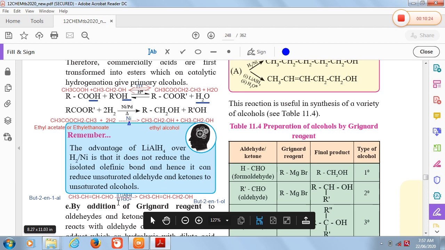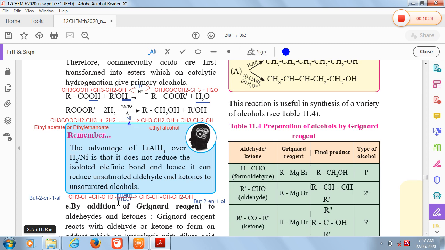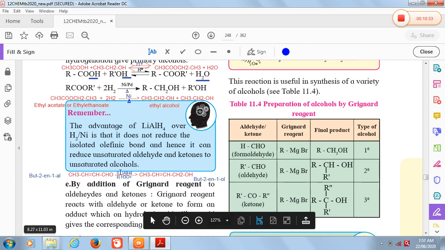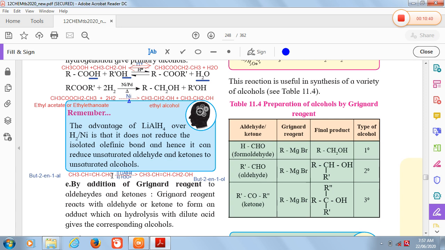We use LiAlH4 and H3O+. So that is the advantage of this lithium aluminum hydride. It cannot reduce a carbon-carbon double bond or olefinic bond, and it reduces only aldehyde and ketone. So when you want to keep the carbon-carbon double bond in your compound as it is and only reduce the aldehyde or ketone functional group, then we prefer LiAlH4.